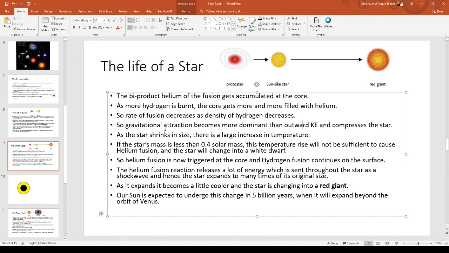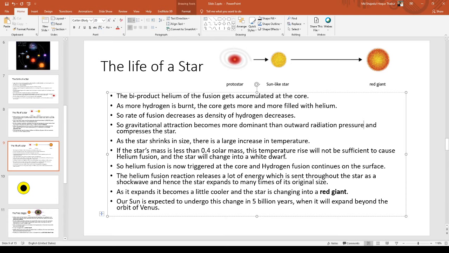But as the rate of fusion has decreased, the outward radiation pressure that was pushing the star outward is now smaller. So as the gravitational attraction becomes greater than the outward radiation pressure, because the outward radiation pressure is now smaller, the star is compressed.